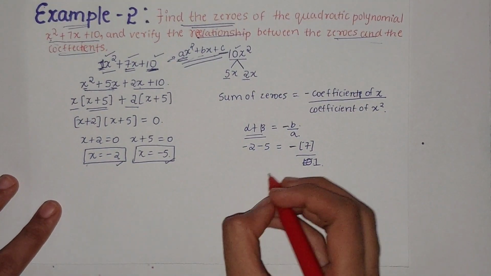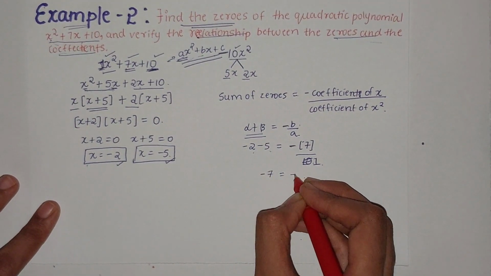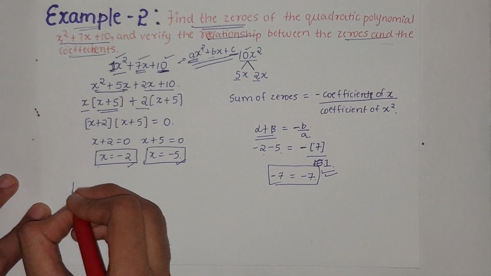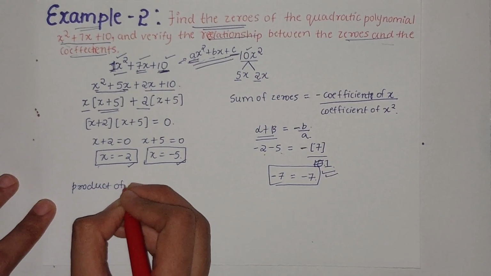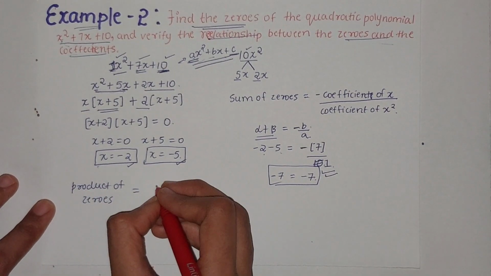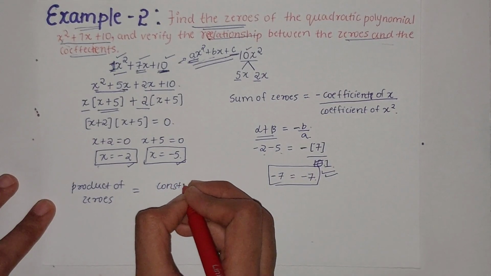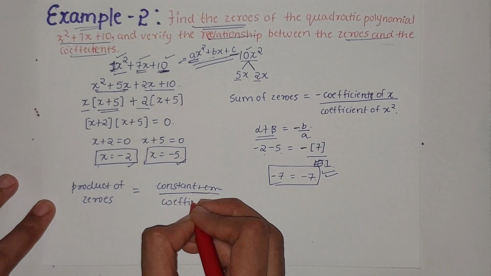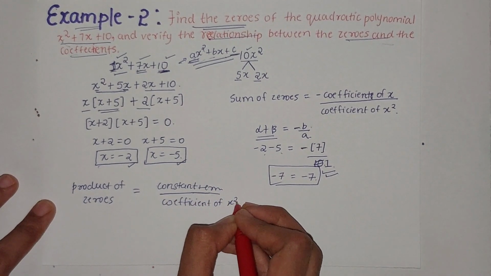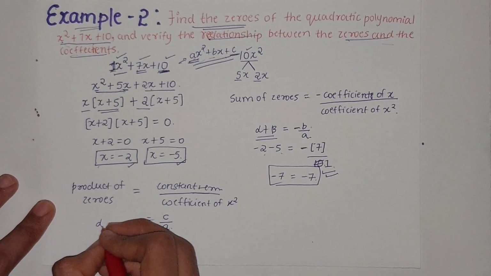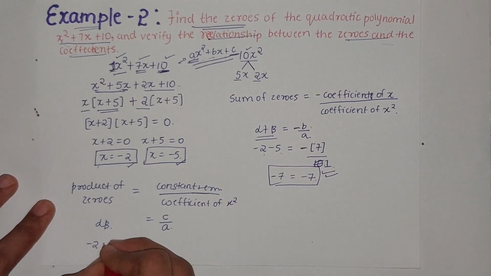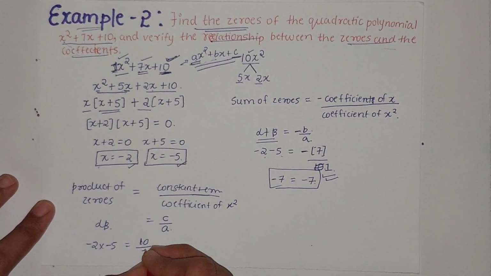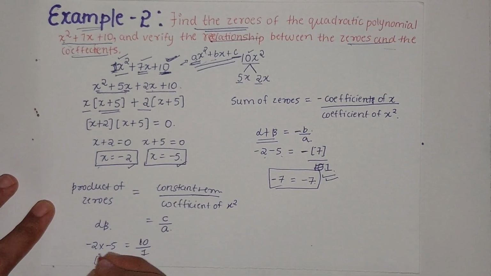Now minus 2 minus 5 is minus 7, which is equal to minus 7, which means I have verified it. Next is the product of zeros, which is equal to the constant term divided by the coefficient of x square, which is nothing but c by a. This is alpha into beta. Minus 2 into minus 5 is equal to, c is 10, so 10 by a, and a is 1. So 2 fives are 10, equal to 10, hence verified.